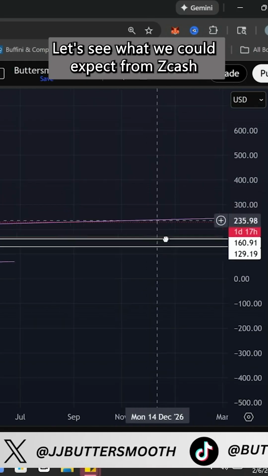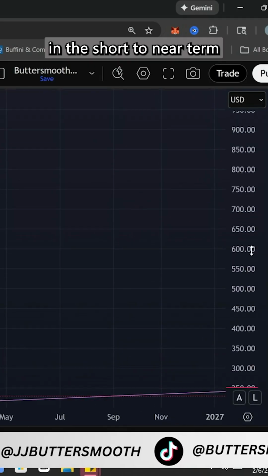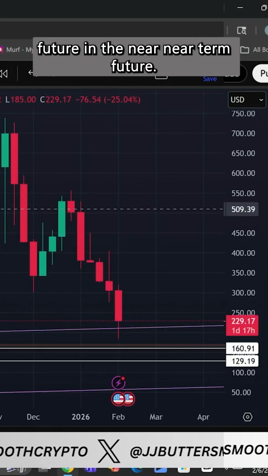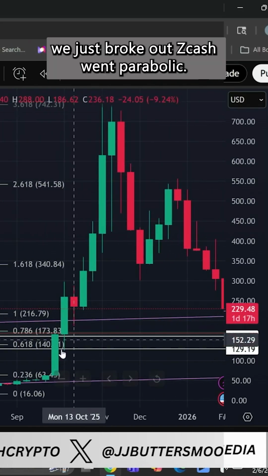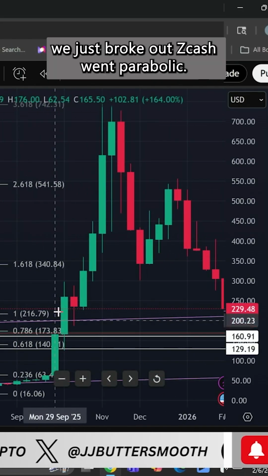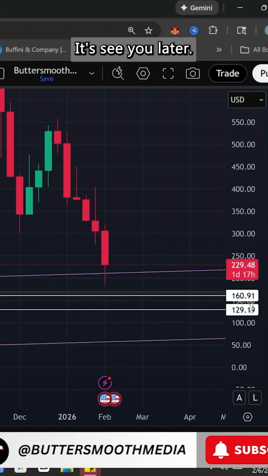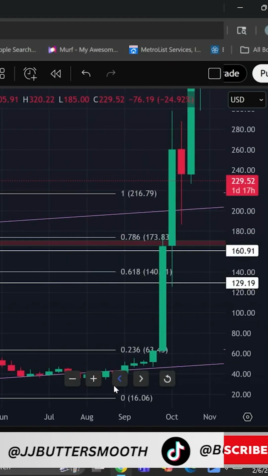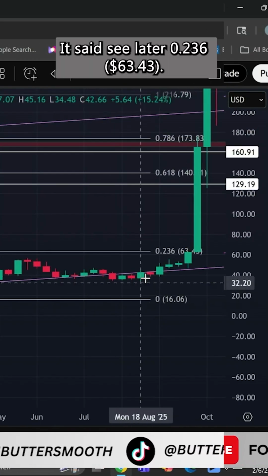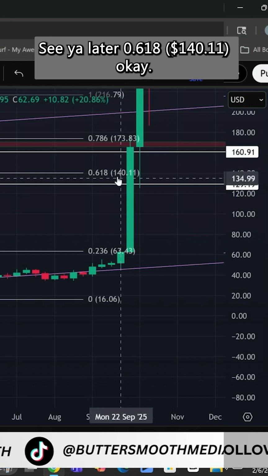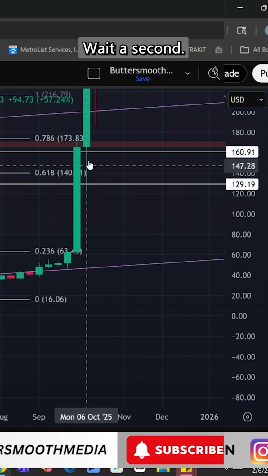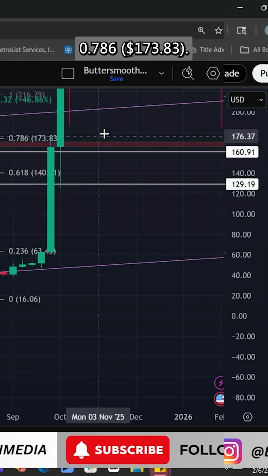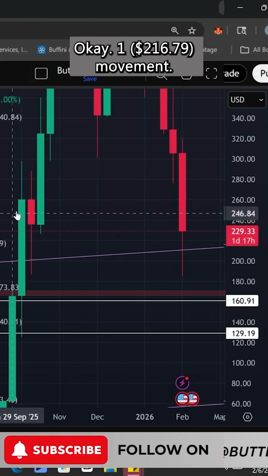Let's see what we could expect from Zcash in the near term future. So you could see here, we just broke out. Zcash went parabolic. It said, see you later, 236. See you later, 618. Okay, we'll come and chill for a second. Wait a second. See you later, 786. Okay, one movement. See ya.